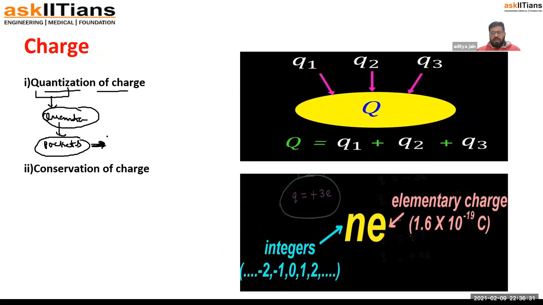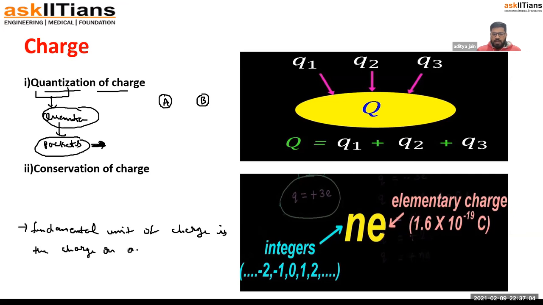So what I'm trying to say about quantization of charge is this. Suppose there are 2 bodies, body A and body B. Before going into this property, let's discuss one important thing: the fundamental unit of charge is the charge on 1 electron. Have you heard about the electron? It is a negatively charged particle. So the basic fundamental unit, or the smallest unit of charge possible.